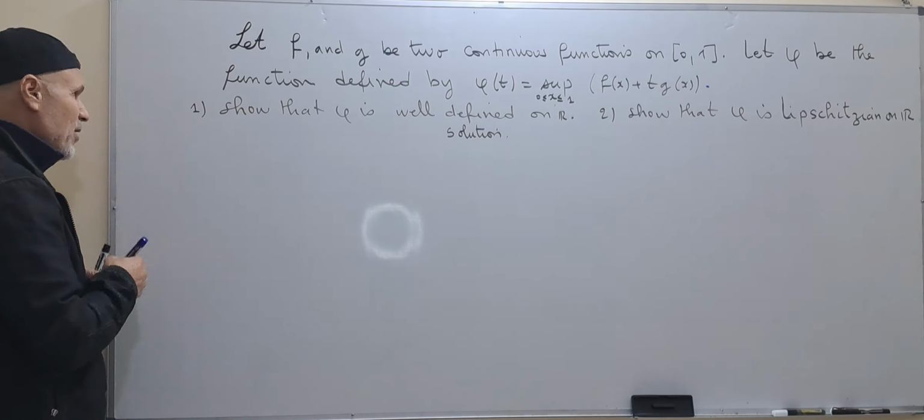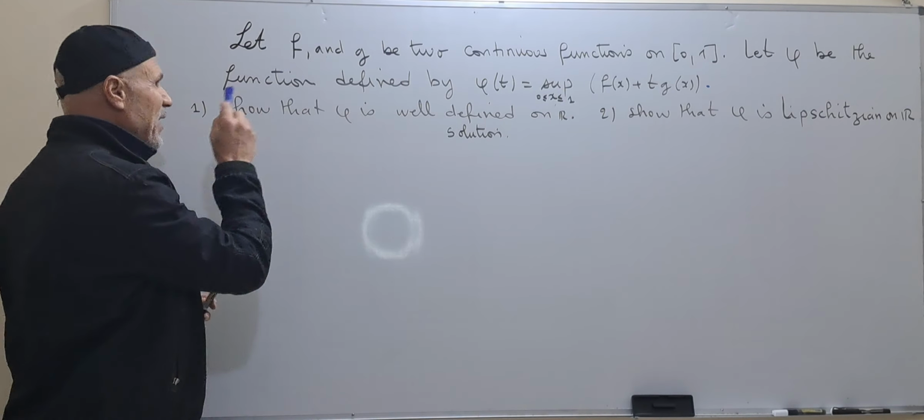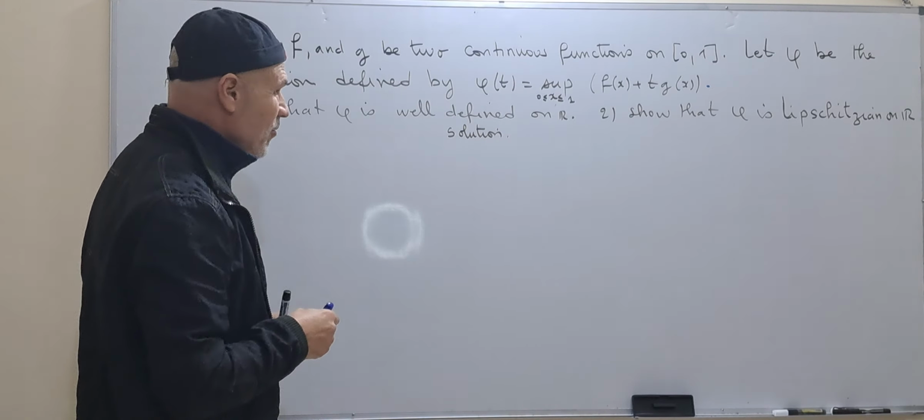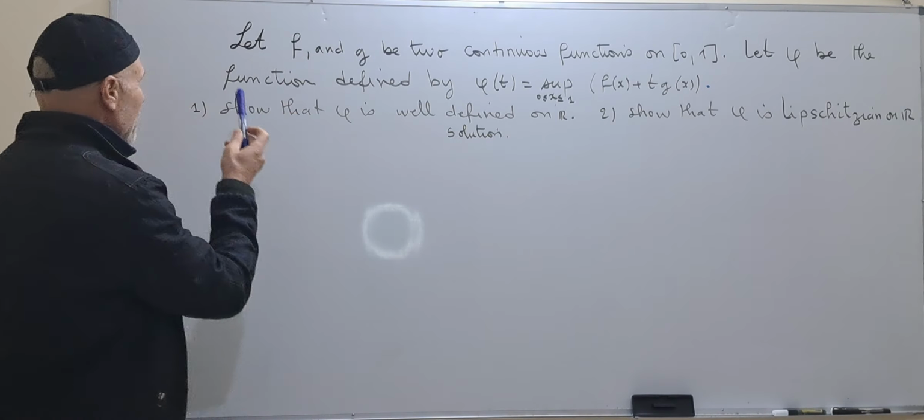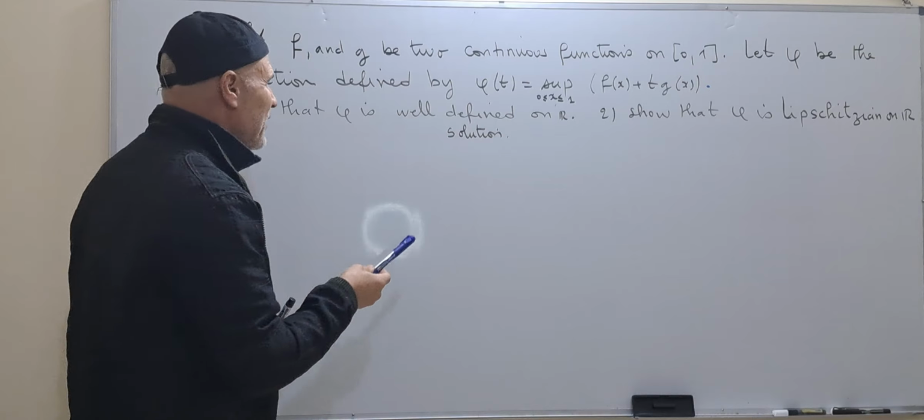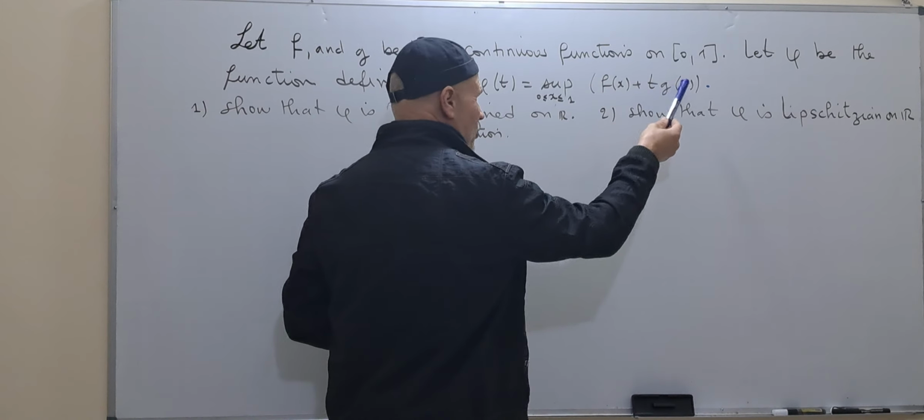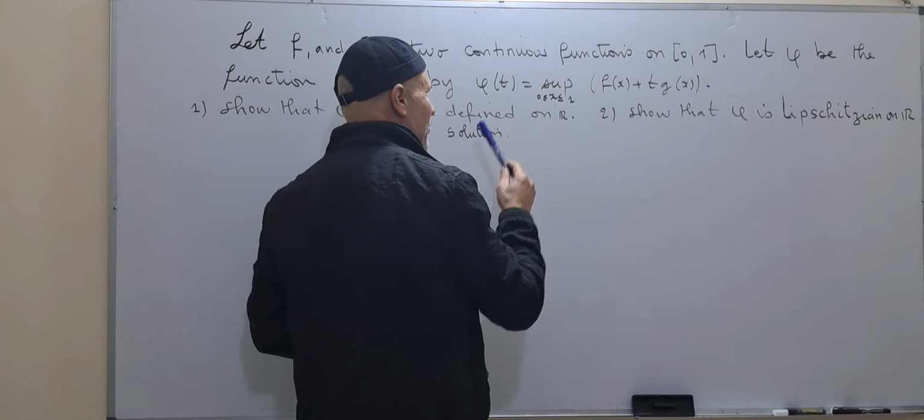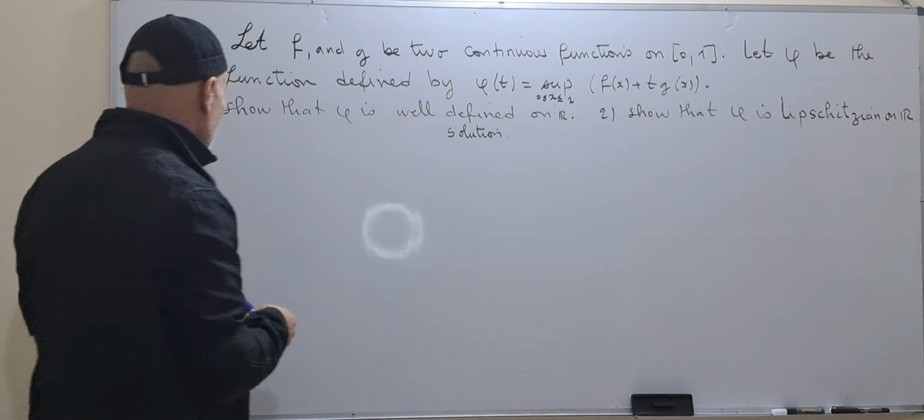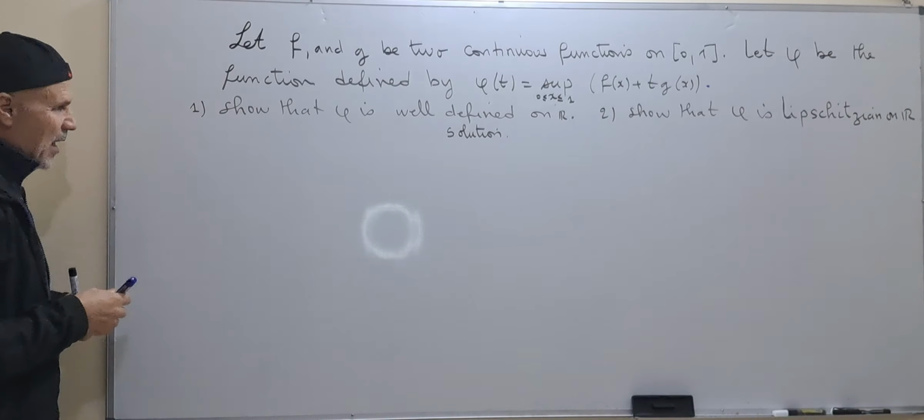So the first question, the exercise: let f and g be two continuous functions on [0, 1]. Let phi be the function defined by phi of t equal to the supremum of f of x plus t g of x, for x between 0 and 1. The first question is, show that phi is well defined on R.